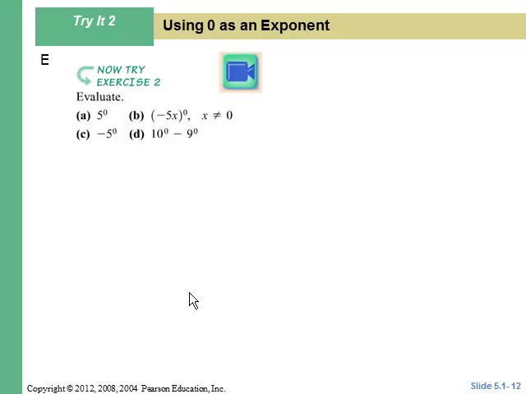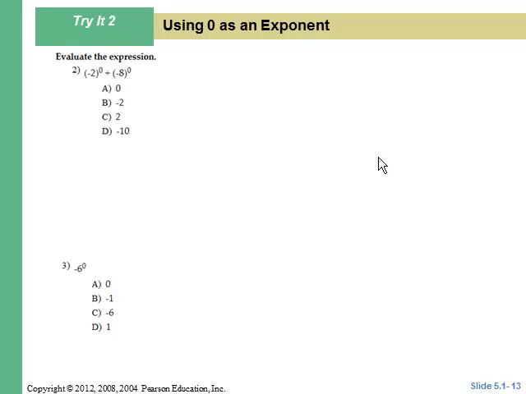You do this one. A is 5 to the 0th, which is 1. Any number to the 0th is 1, so negative 5x to the 0th is still 1. Negative of 5 to the 0th, well, 5 to the 0th is 1. Negative of that is negative 1. And then 10 to the 0th is 1. Minus 9 to the 0th is 1. 1 minus 1 is 0.